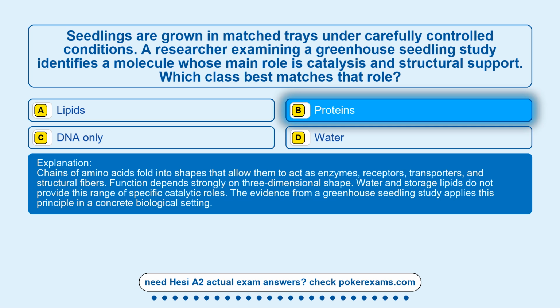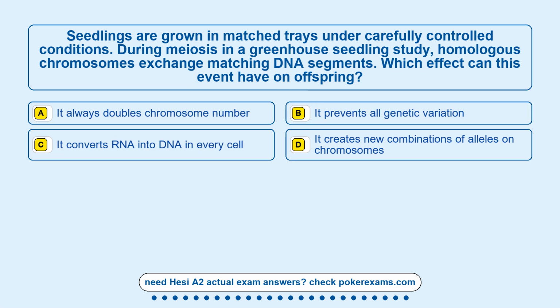The evidence from a greenhouse seedling study applies this principle in a concrete biological setting. Question 16. Seedlings are grown in matched trays under carefully controlled conditions. During meiosis in a greenhouse seedling study, homologous chromosomes exchange matching DNA segments. Which effect can this event have on offspring?